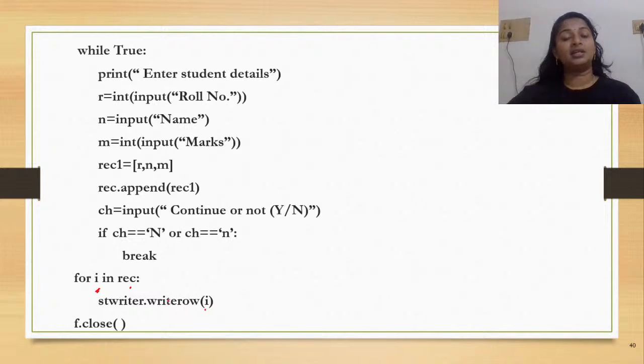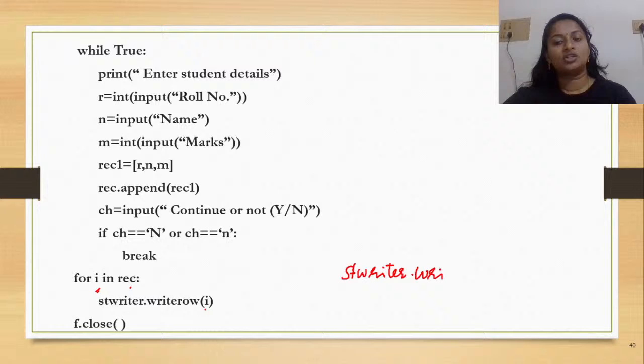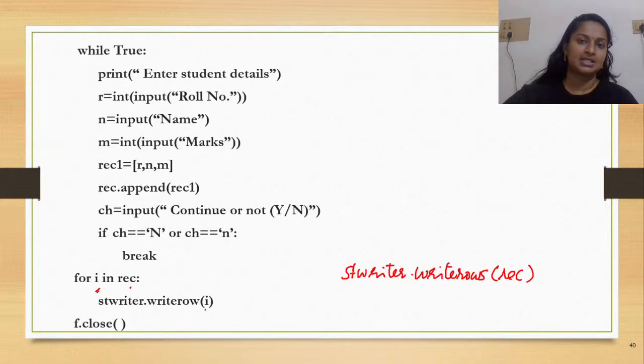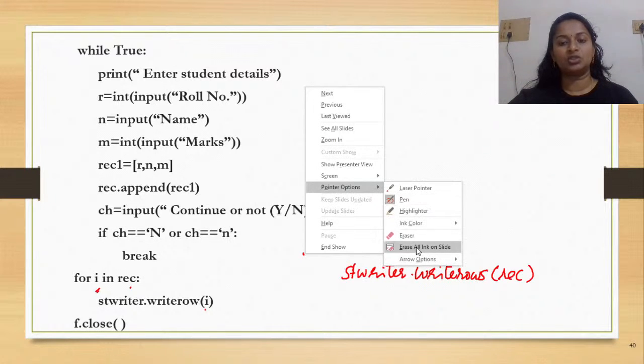Now if you have to write the entire contents in one go, in that case you needn't use this for loop. You would simply write st writer dot writerows of REC. If you have to write all the records in one go, you would write it like this. And in the end, you would just close the file since all the operations are over. So I hope you have understood this.